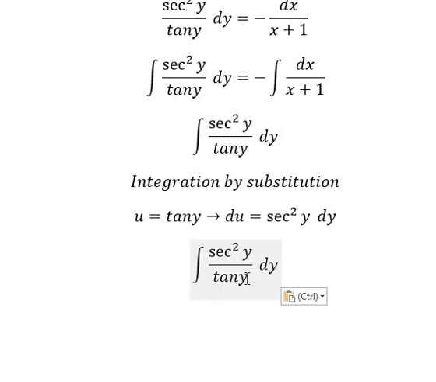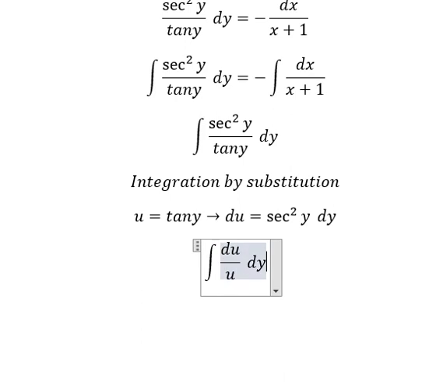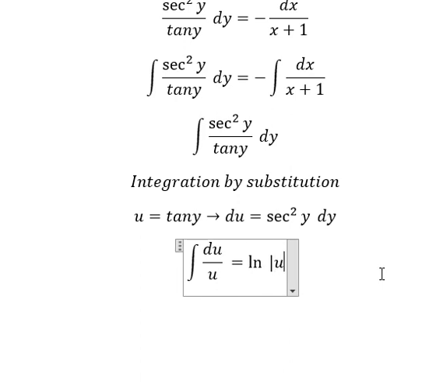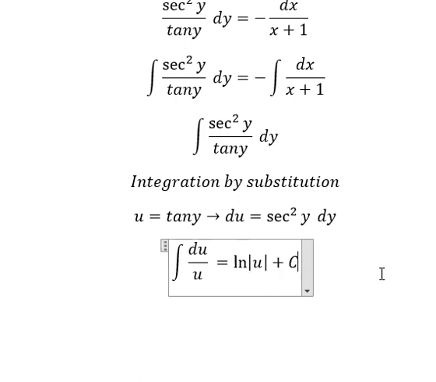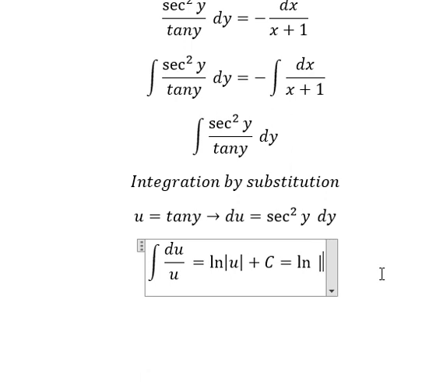So this one we change for u. Secant of y squared dy we change for du. The integration of this one we have Ln of the absolute value of u, and I will put c. About u, that is tan y.